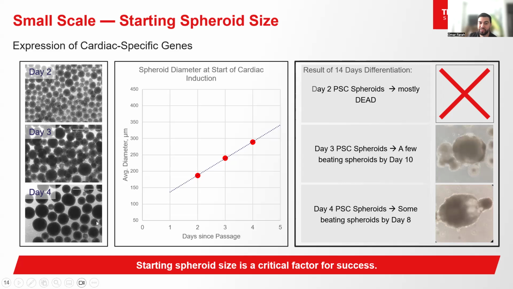So we took 3 different sizes of stem cell spheroids and then started to differentiate them into cardiomyocytes with the protocol that I just shared with you. As you can see, if we take these really small pluripotent stem cell spheroids and differentiate them, they mostly die. You don't really get too much from that. If they're slightly bigger, we can specify them a little bit better. We do have some spheroids that start to beat at around day 10.